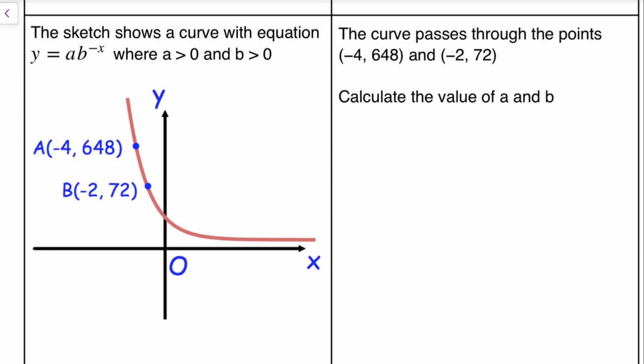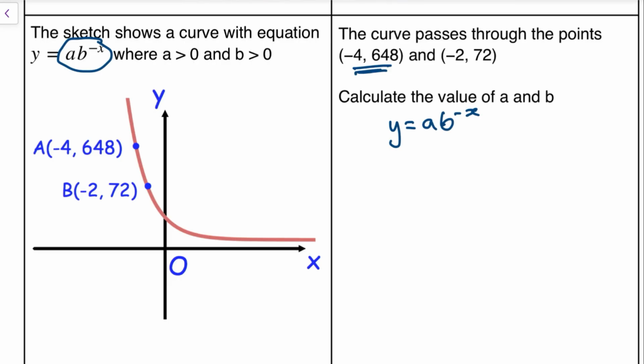Next question. Now we've seen a few of these recently. So again, usual process. Now it's a declining curve. It's an exponential decay. Doesn't really change how I'm going to do it, but it's just worth keeping that in the back of your mind. It gives me 2 points, so I can set up equations. So I know the general format is y is equal to ab to the power of minus x.